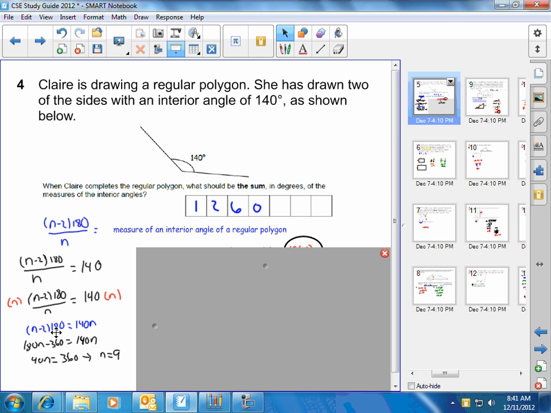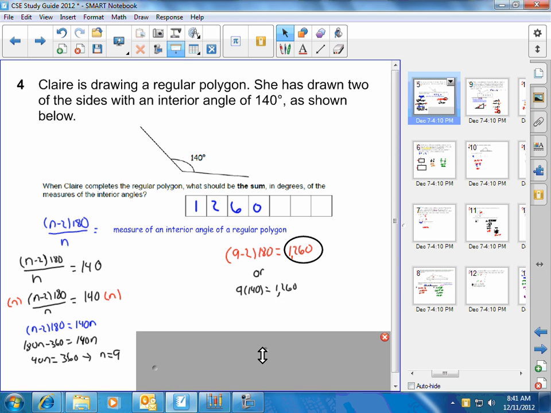All right, so now I'm going to distribute this 180 and have 180n minus 360 is equal to 140n. Okay, then I subtract 140n from each side, and then add 360, and I have 40n is equal to 360 when I begin solving for n. Then I divide by 40 and n is equal to 9. So the number of sides I have, if I'm going to have a regular polygon with each angle measuring 140, is 9 sides. If I have 9 sides, I have 9 angles. So using n minus 2 times 180, 9 minus 2 times 180 is 1260. Okay, the same as 9 times 140. All right, so that's number 4.